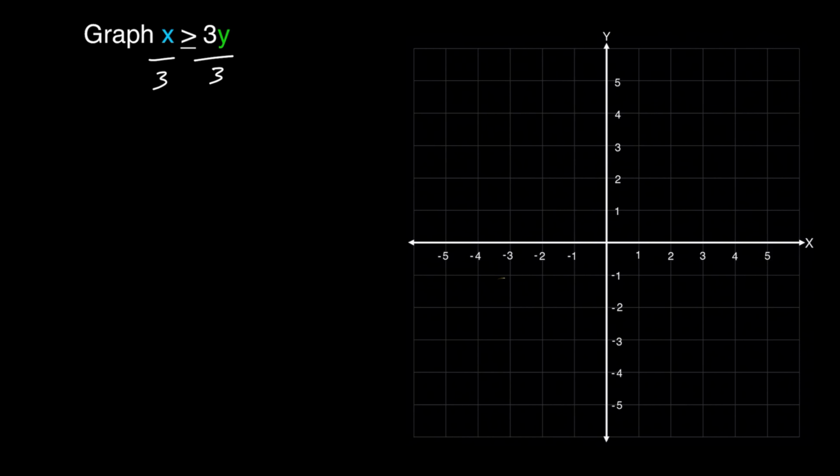Divide both sides by 3. We are left with x divided by 3 equals y. This is the same thing as y equals x divided by 3. So let's just flip the sides over here. Y equals x divided by 3.